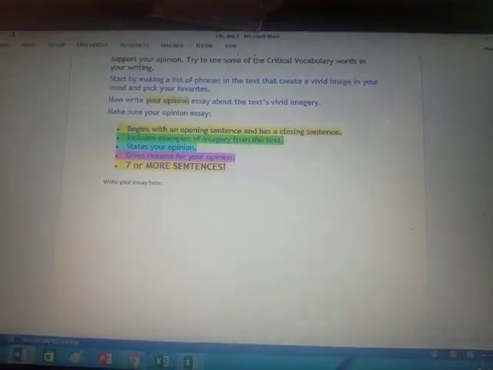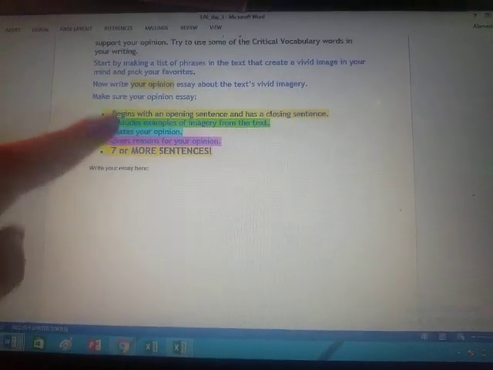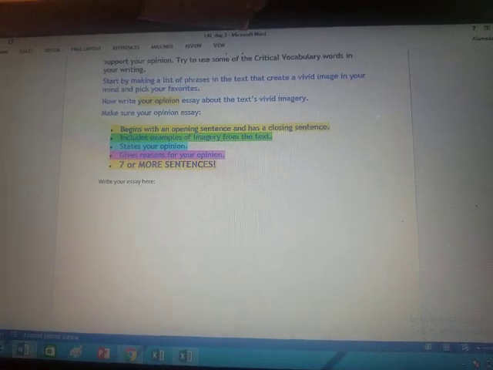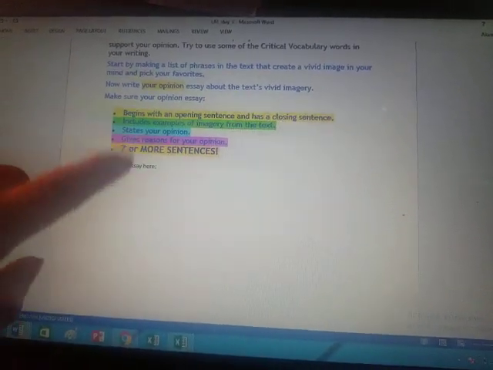So when you're ready, you can type your essay right down here. I know Brianna and a few others like to write their story on a completely different document. That's fine, as long as you have all these things here. And some of you like to write it in your notebook, and that's perfectly fine, as long as you have 7 or more sentences and all these things right here. Okay? That's it.